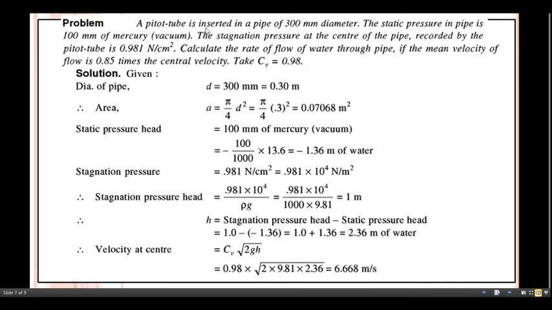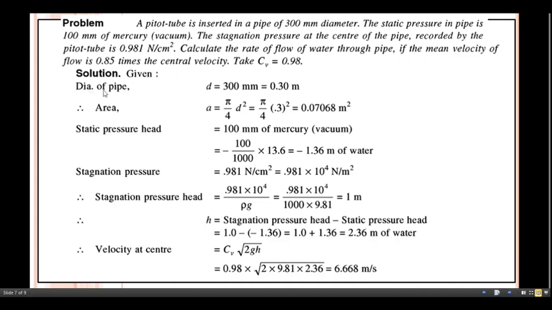A Pitot tube is inserted in a pipe of 300 mm diameter. The static pressure in the pipe is 100 mm of mercury. The stagnation pressure at the center of the pipe recorded by the Pitot tube is 0.981 Newton per centimeter square. Calculate the rate of flow of water through the pipe if the mean velocity of flow is 0.85 times the central velocity. Take Cv equals 0.98.